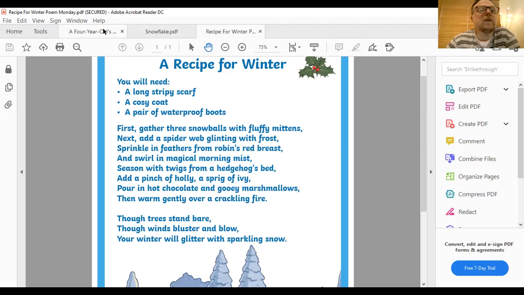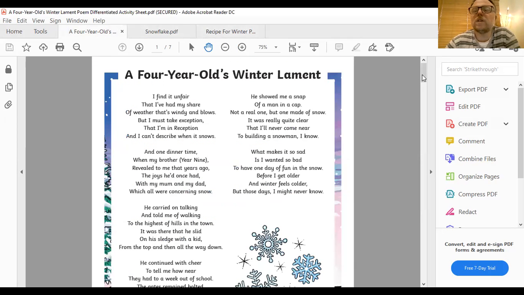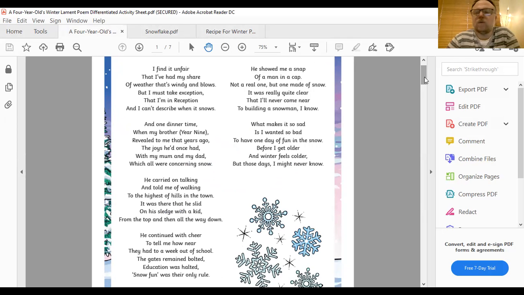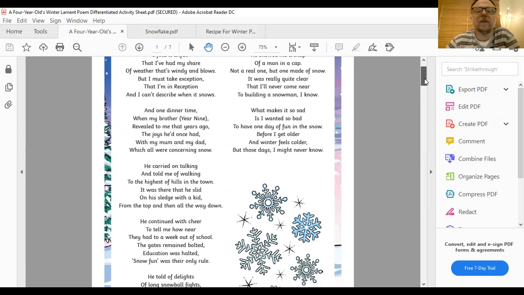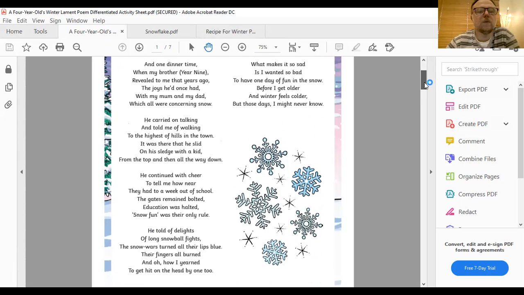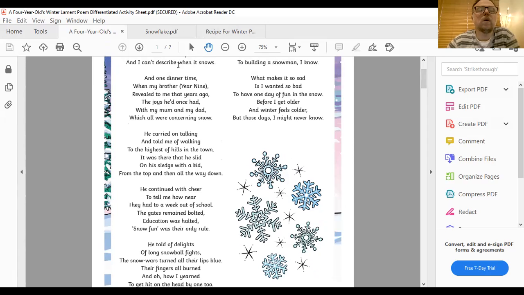I wonder which your favourite's been. And then the first poem that we shared, 4-year-old's Winter Lament. This one, hopefully you counted the verses. So it's got 1, 2, 3, 4. Ooh, can't count properly. It's moving, 1, 2, 3, 4, 5, 6, 7.